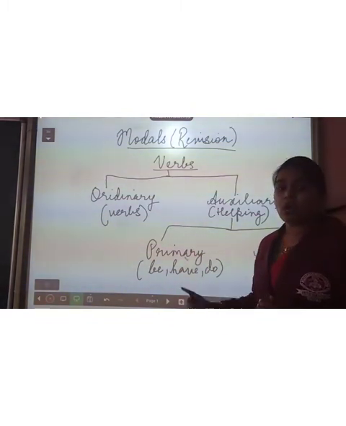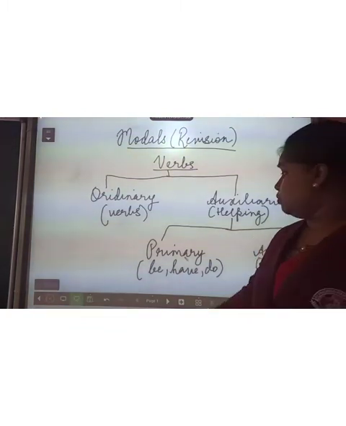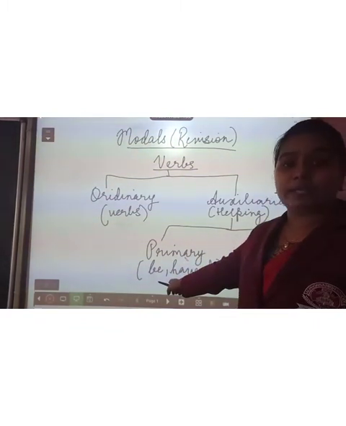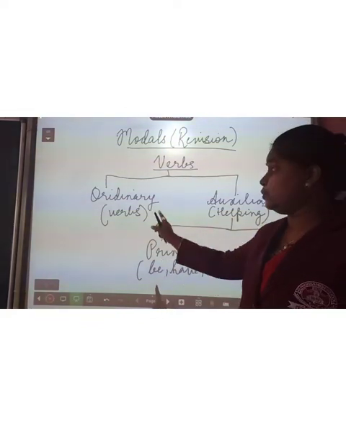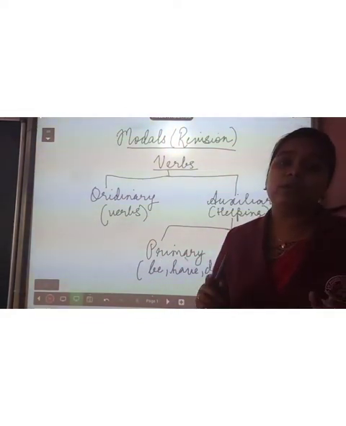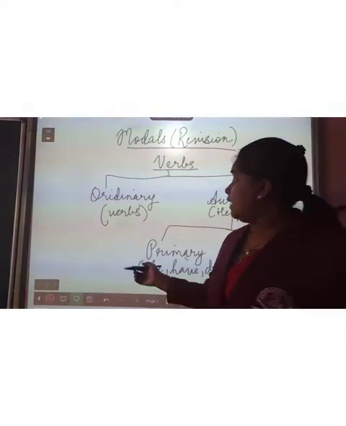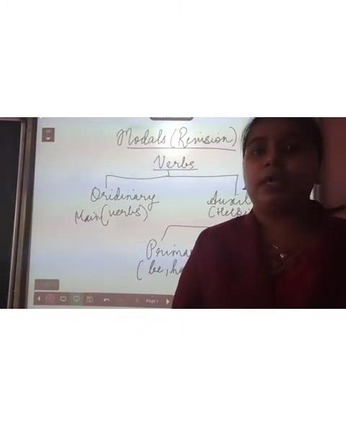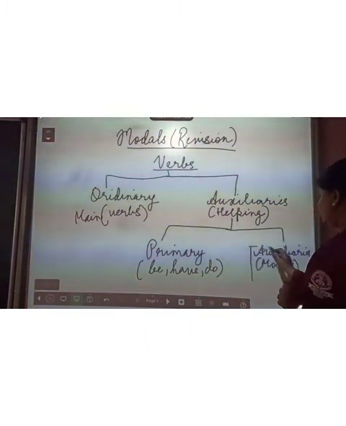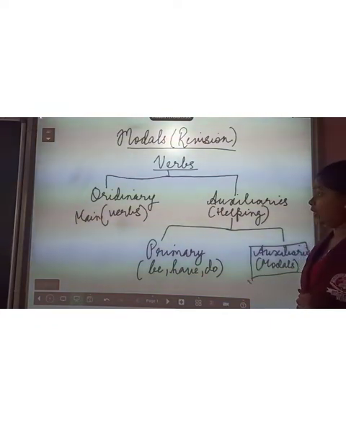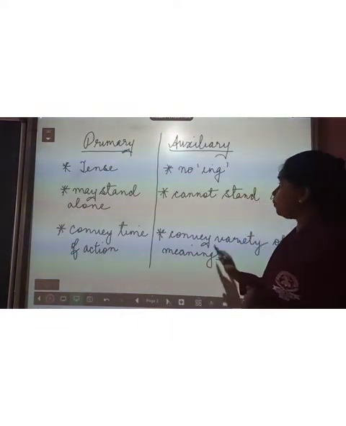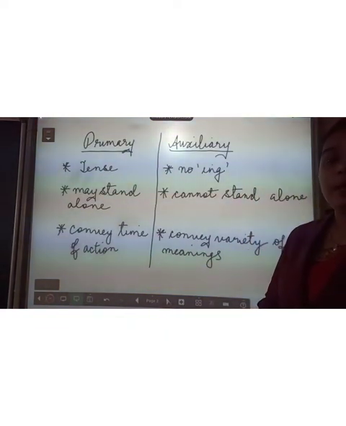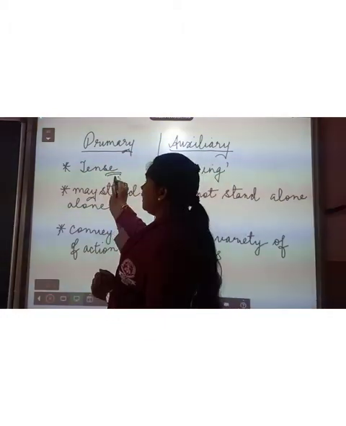According to the time of the action, we use these primary auxiliary verbs along with the ordinary verbs, which you can call the main verb, to express the time of the action. Now we will concentrate on the modal auxiliary verbs in this class. Before that, let us see the difference between the primary and the modal auxiliary verbs. As I told you, primary auxiliary verbs are used to express the tense.